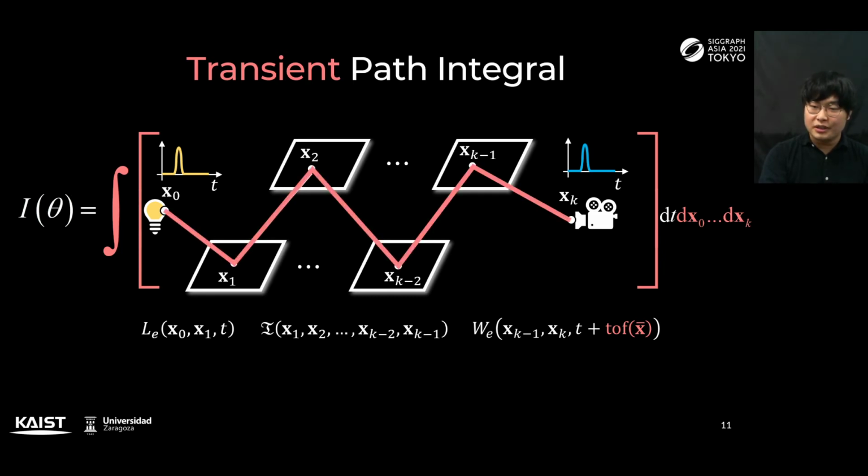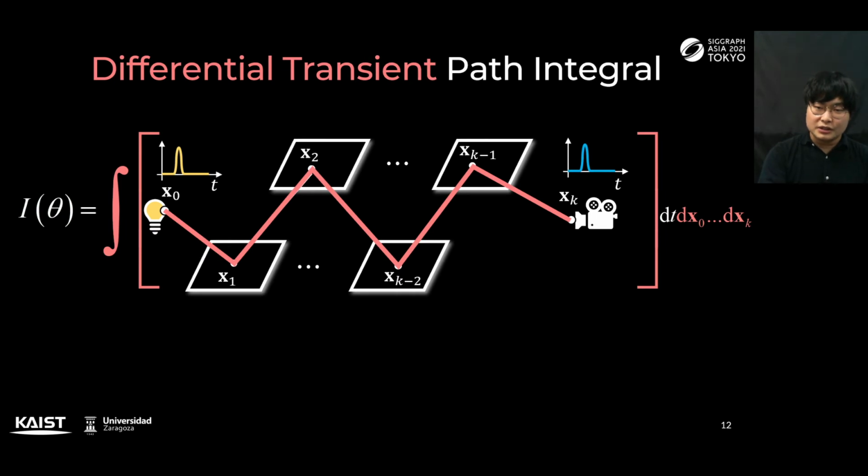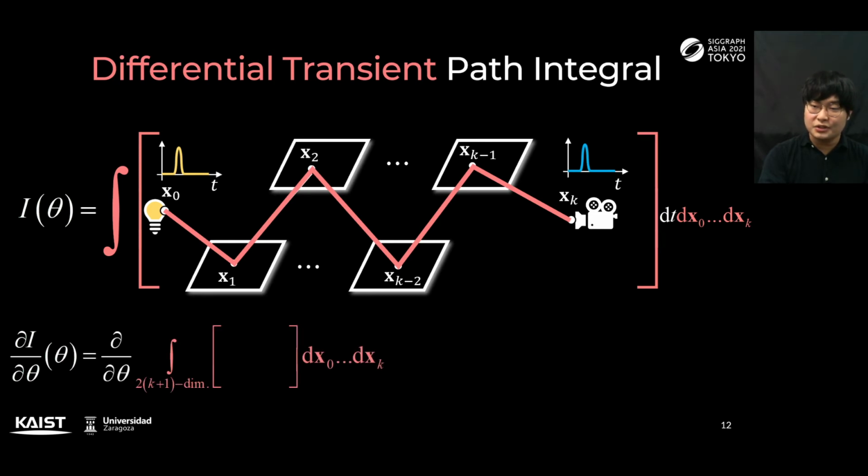The transient path integral contains the time of flight term, which depends on all vertices of the light path. Due to this term, it is hard to reduce the transient path integral into separated lower dimensional integrals. So to differentiate the transient path integral, we need to directly handle the high dimensional integral over the path space.